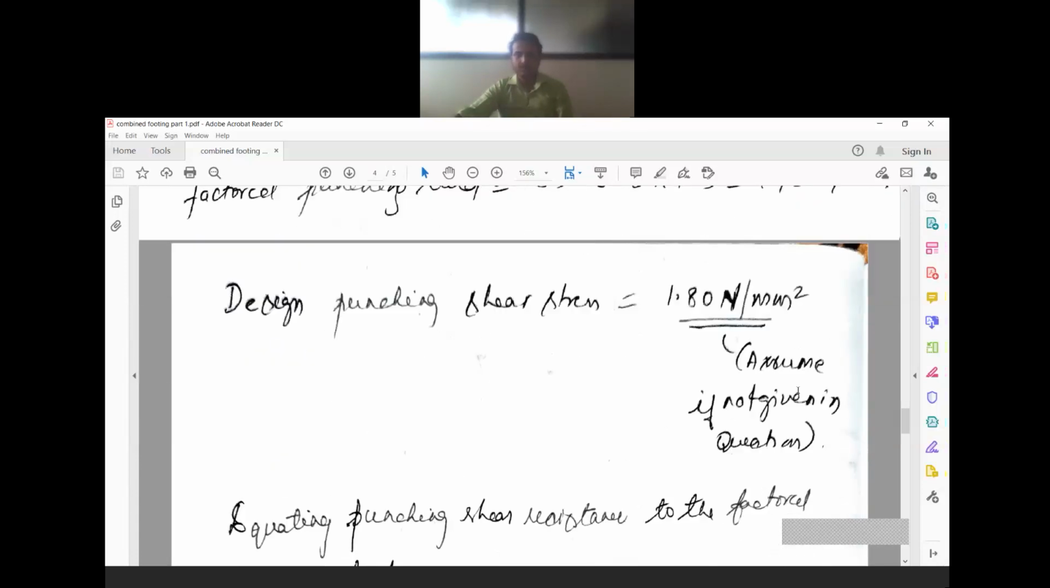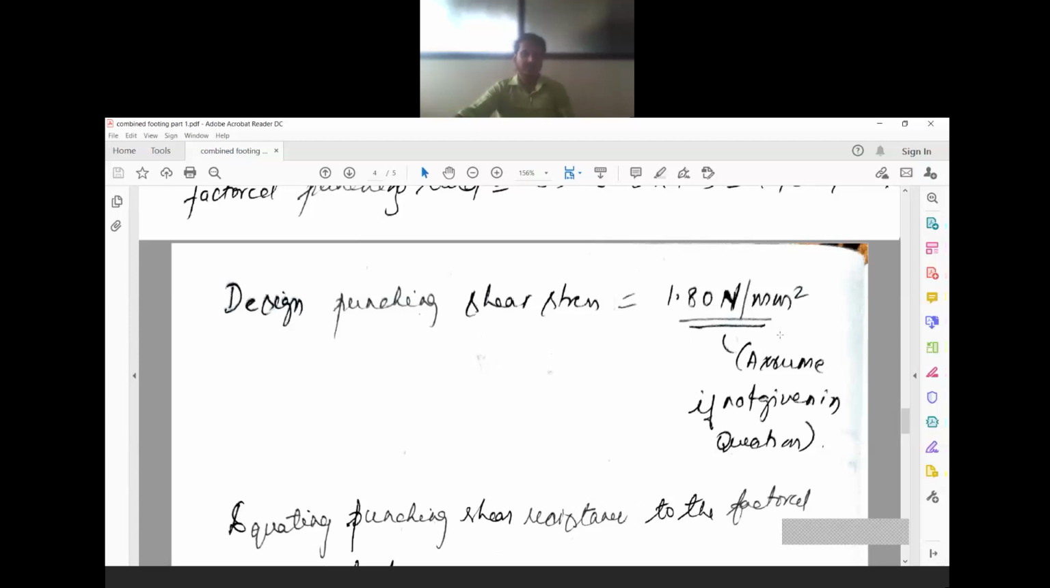And we have the design punching shear stress. Punching shear stress means there is a limit that it must not exceed. Since everything is limit state design, we will have a certain limit, the design punching shear stress. If they have given it in the question we shall use that value, but here in this case they have not given it in the question, so we can assume 1.8 Newton per mm square. We can assume a value of 1.8 Newton per mm square.